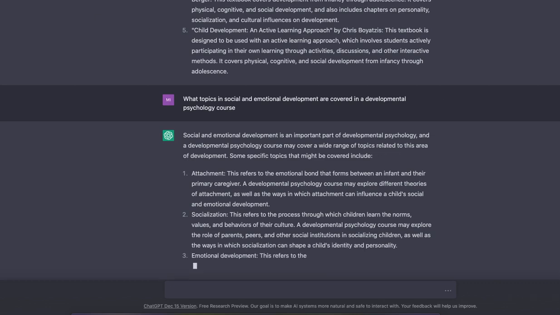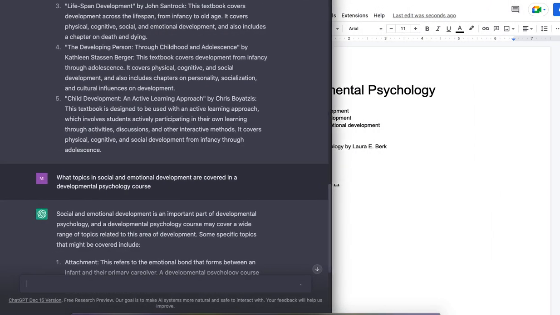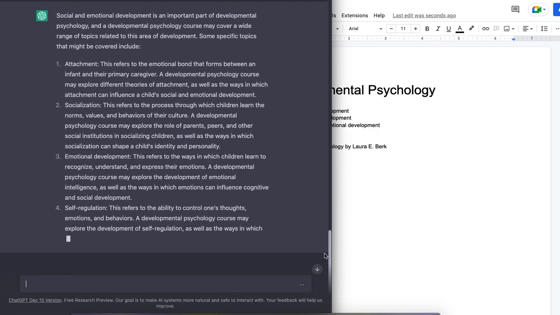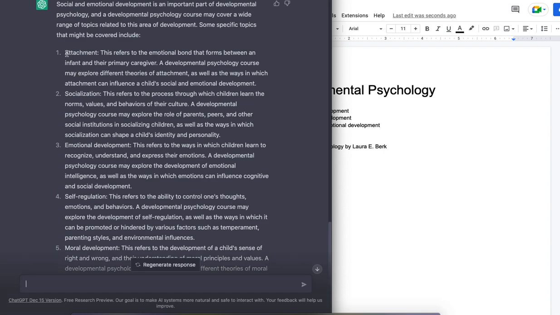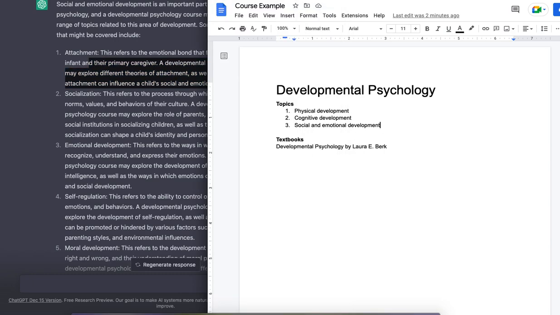And the reason I think this is really useful is a lot of times when you're a student trying to learn these topics, you don't know what you don't know. And especially in this case, I don't know anything about psychology. So I wouldn't have had any idea that attachment is something you learn about. But attachment is the emotional bond that forms between an infant and a primary caregiver. So you can ask all sorts of things. So here we've got social and emotional development, attachment.